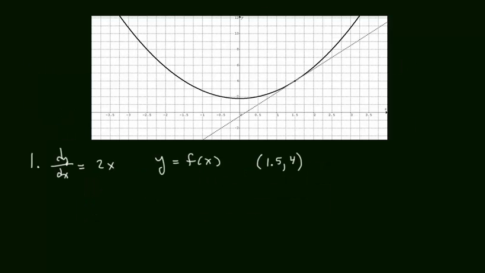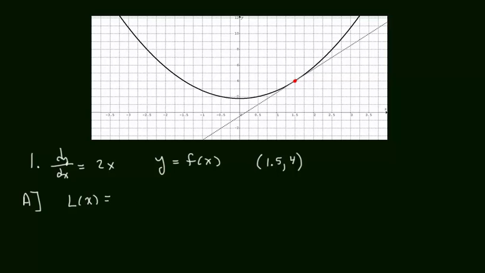Let's take a look at example 1. dy dx equals 2x. Y equals f of x is the solution function that passes through the point 1.5, 4, which is that point right there. Part A is a review, a linear approximation. It calls for, centered at the point 1.5, to approximate f of 3.